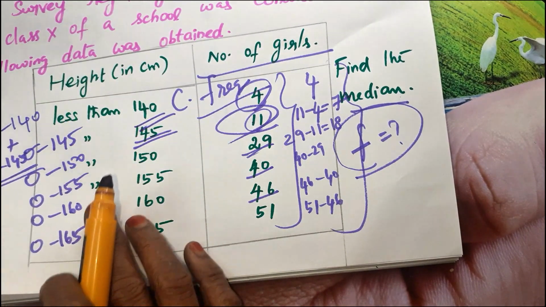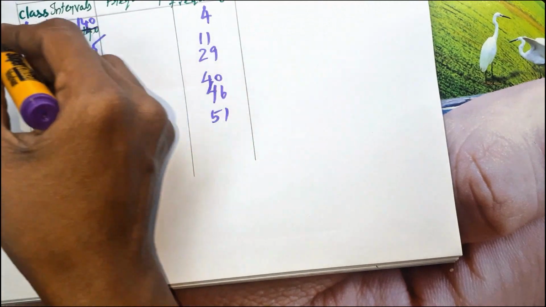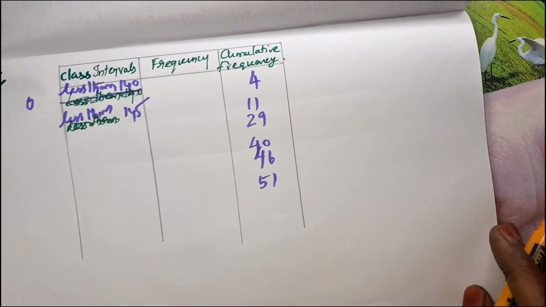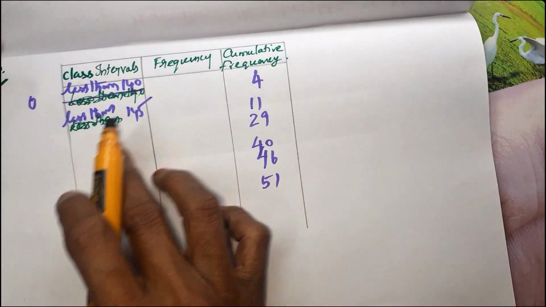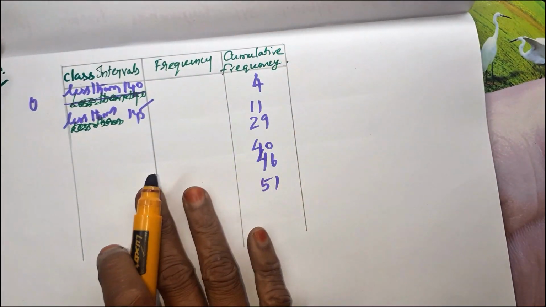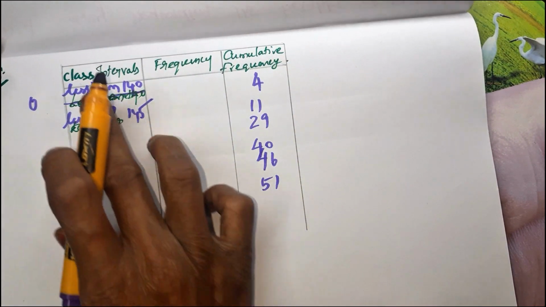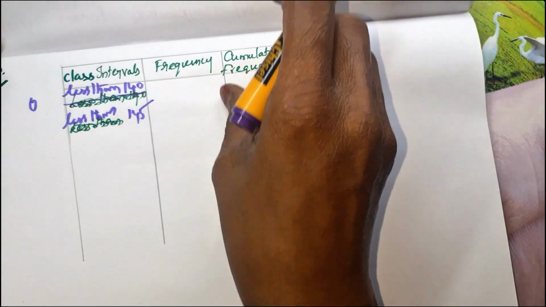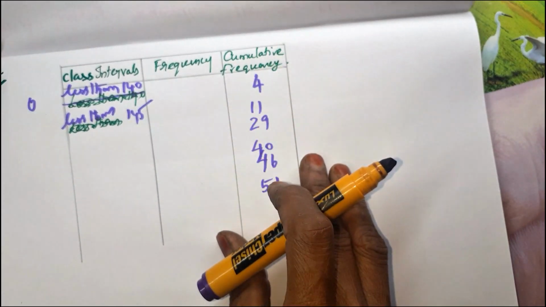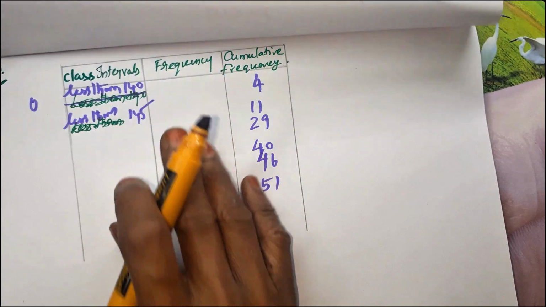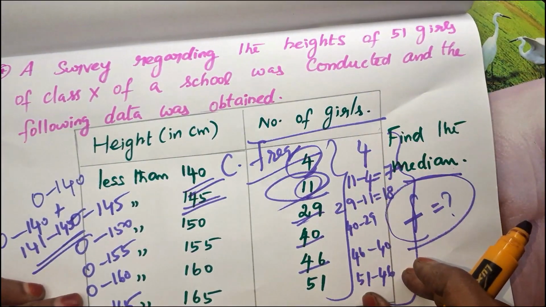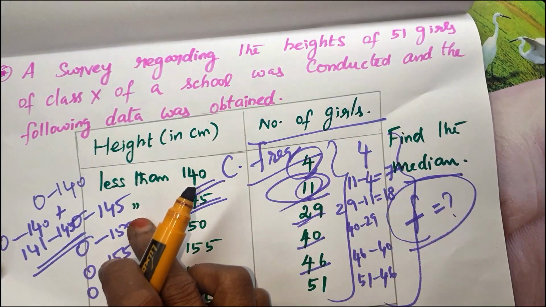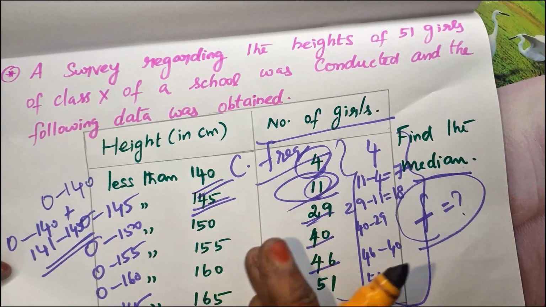Not in that way I am going to take. Less than 140 means it is from 0 to 140. This is the table which we are going to take for finding the median class. The first column is class interval, the second one is frequency, and the third one is cumulative frequency. In the cumulative frequencies, we have to take down the data given. Frequency, we have to calculate and write it down. And the class intervals, they have given for cumulative frequencies in the problem, but we have to write them as grouped data.